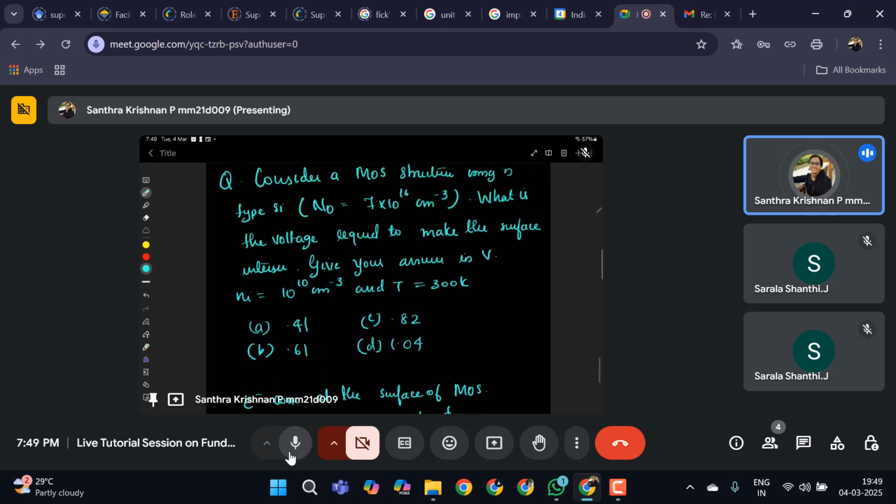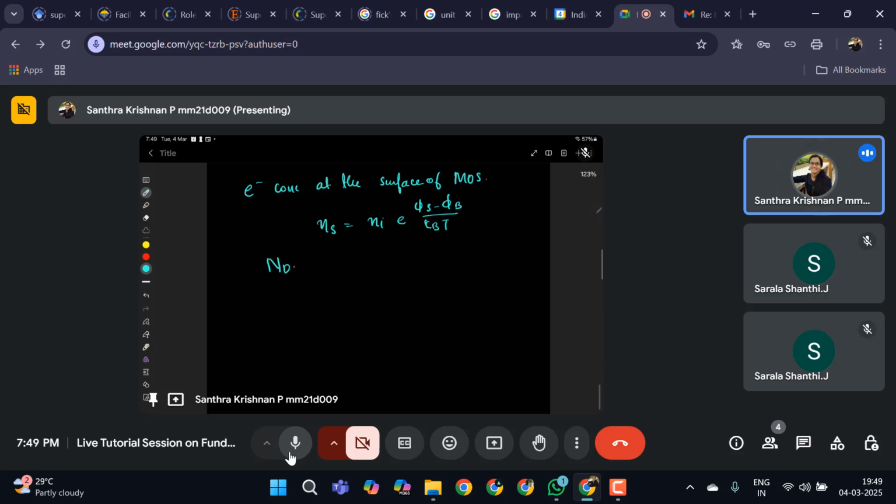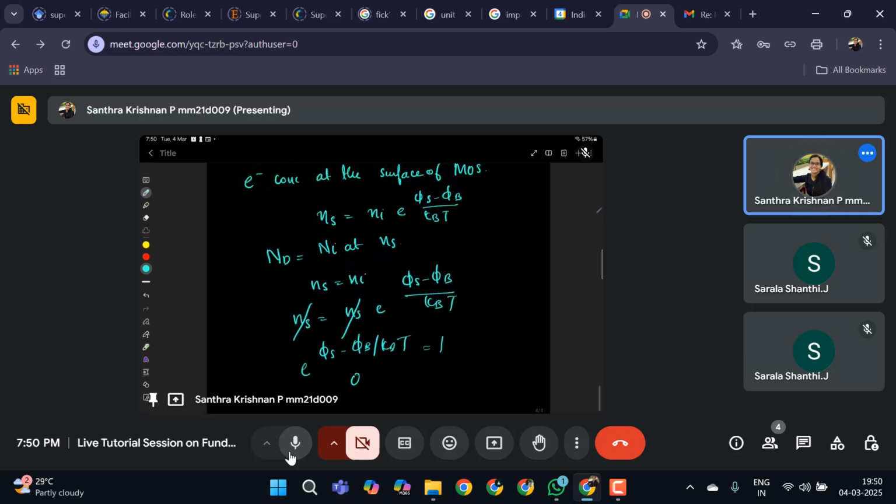So here they have asked us to find the voltage at which the surface becomes intrinsic. Surface carrier concentration in the n-type state is this expression. But when it becomes intrinsic, Ns becomes Ni at the surface. So Ns equal to Ni, and in that case the equation becomes Ni = Ni e^((φs − φb)/(kB T)). These cancel, so e^((φs − φb)/(kB T)) is equal to 1. When we take ln on both sides, we get (φs − φb)/(kB T) = 0.